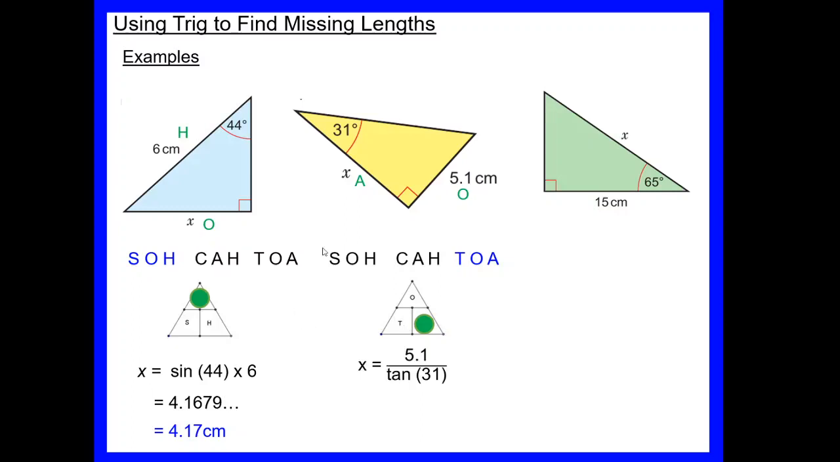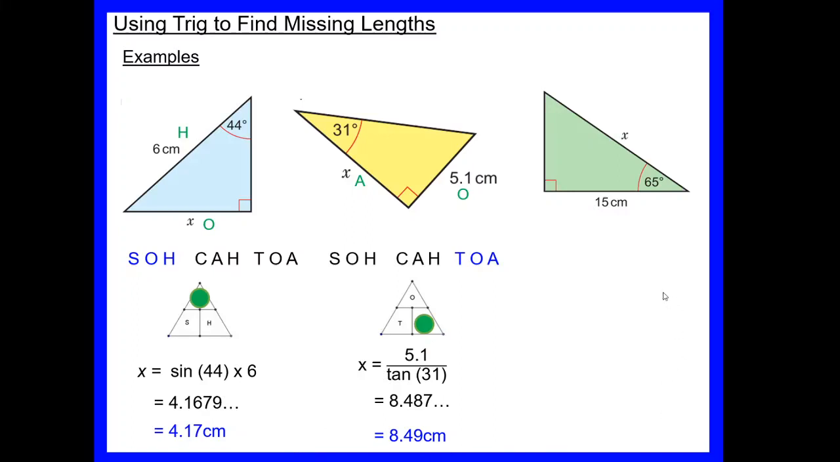So our letter then X is equal to the opposite, which is 5.1 over the tangent of our angle 31. Again, closing our bracket. We get 8.487, etc. And we're going to round to 3 significant figures. So 8.49 centimetres.